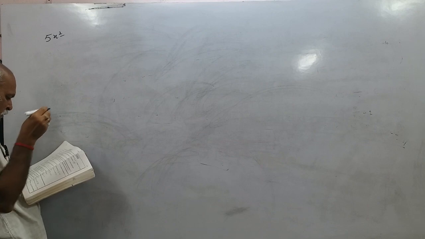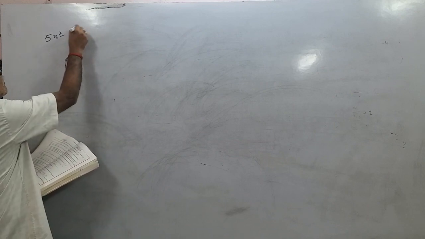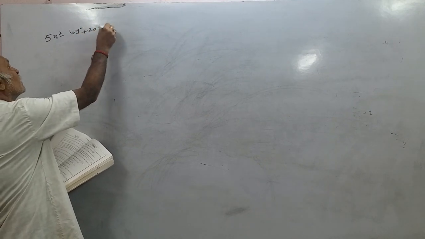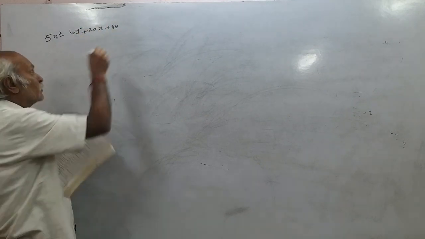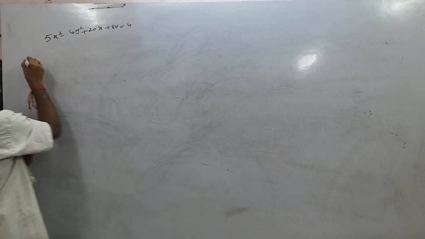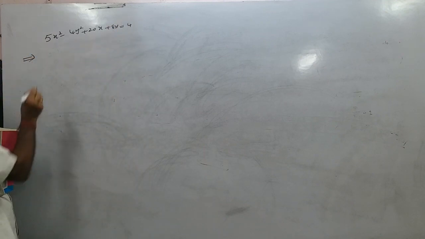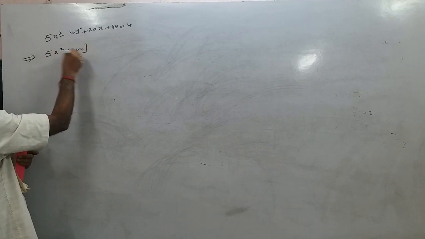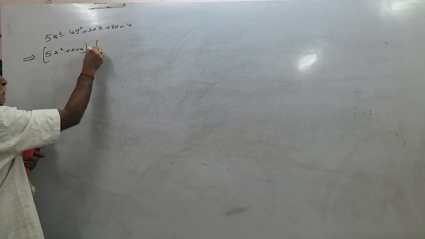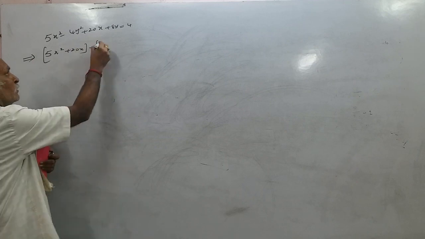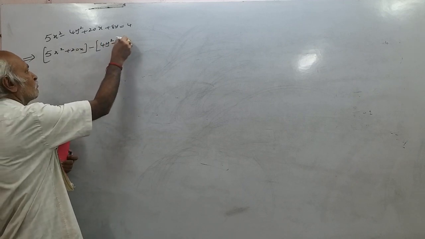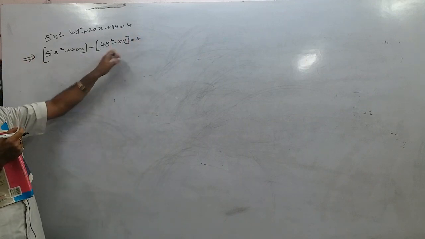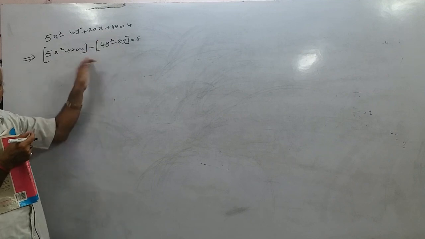5x² − 4y² + 20x + 8y = 4. Look at here, the grouping is very, very important. Now here compulsorily you take minus common. So what have I done? I have taken a minus common, so the plus 8y will become minus, because we are taking minus common.